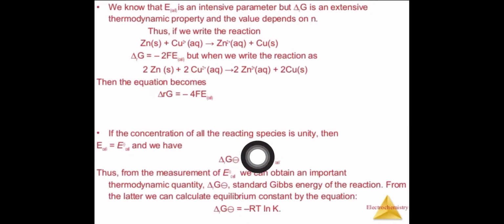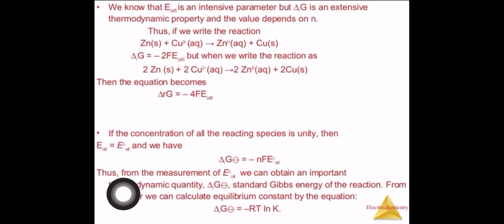If the concentration of all the reactants is at unity, then E cell is equal to E naught cell, which we have already seen. Both will be in standard form only if the concentration is at unity. In the same way, if we want to find the standard Gibbs free energy, it will be for the standard cell. If E cell is equal to E0 cell, then E0 cell will come here, and that is why this also becomes standard.